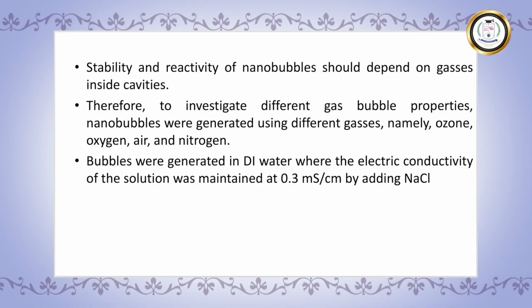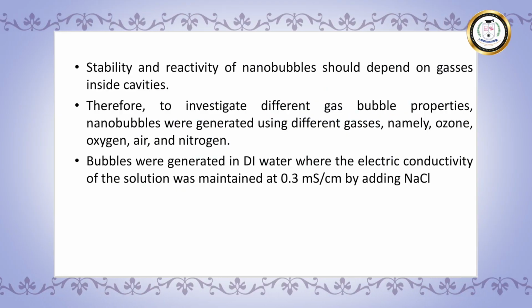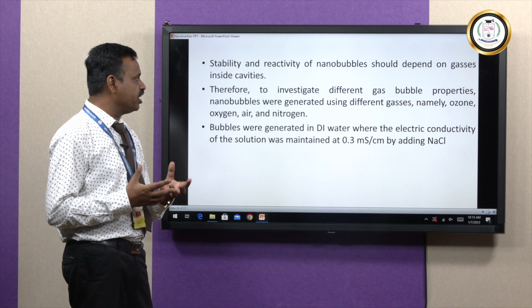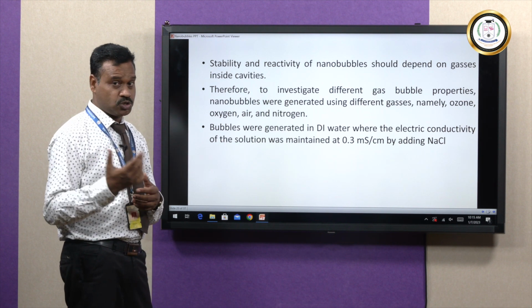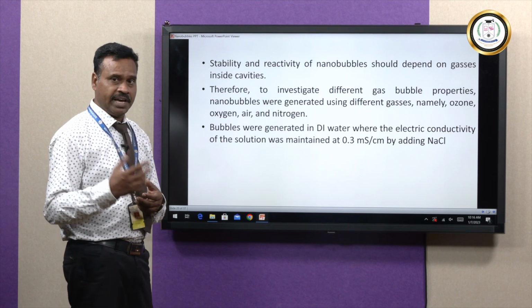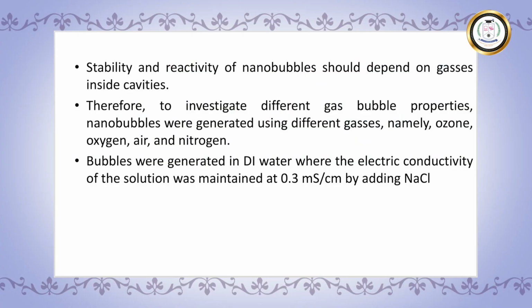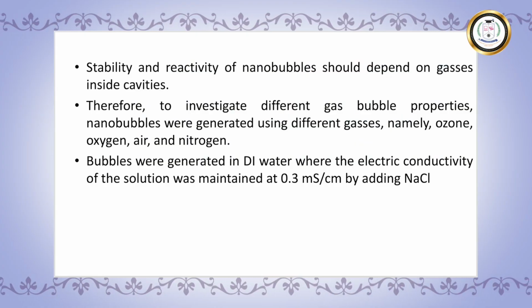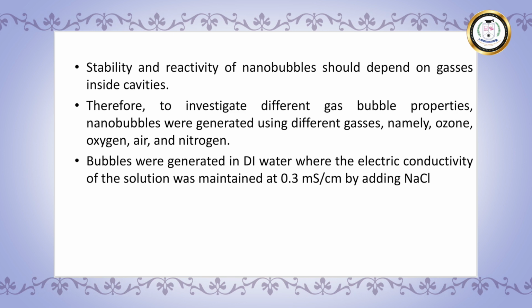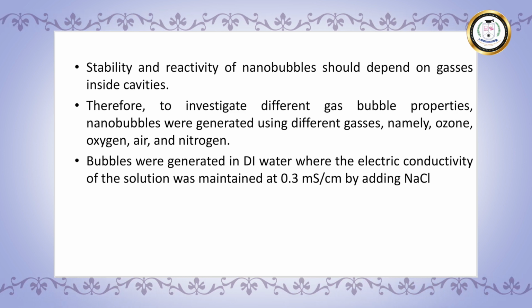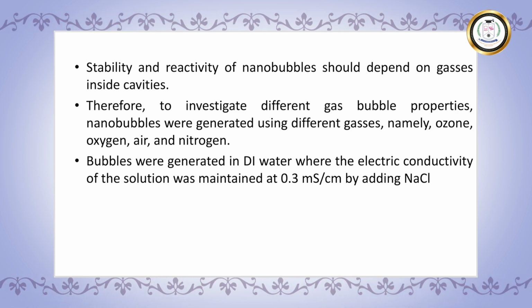So, to investigate the different bubble properties, nanobubbles were generated using different gases, let us say ozone also possible, oxygen also possible, air, nitrogen. So, bubbles were generated in, for example, DI water, where the electrical conductivity of the solution was maintained at 0.3 milliseconds per centimeter by adding NaCl solution.